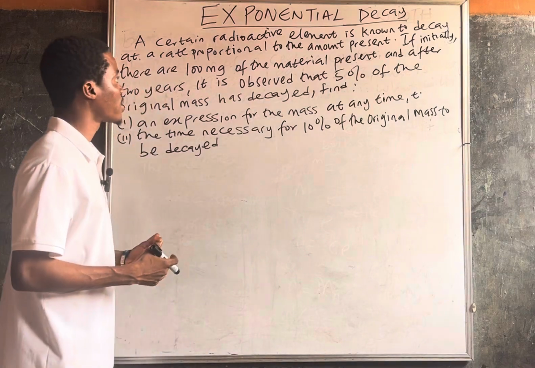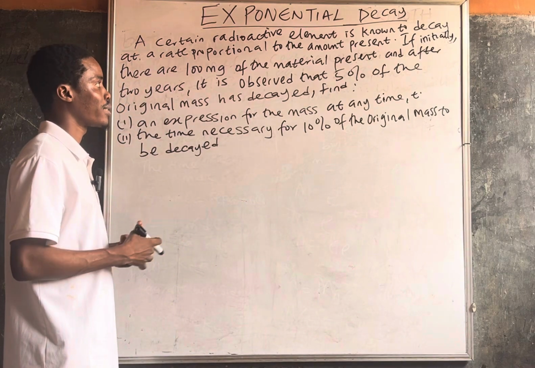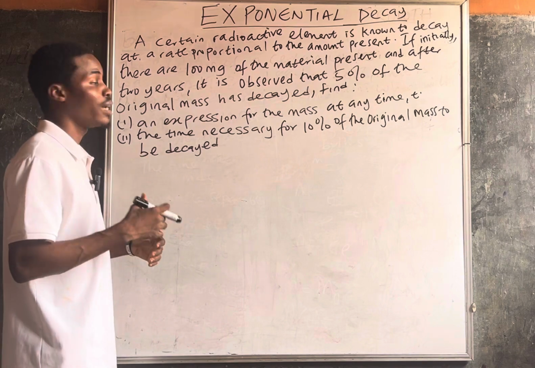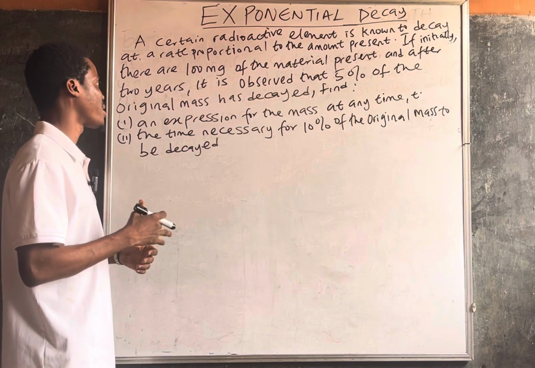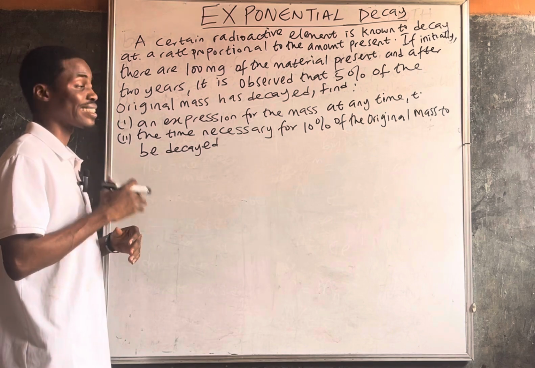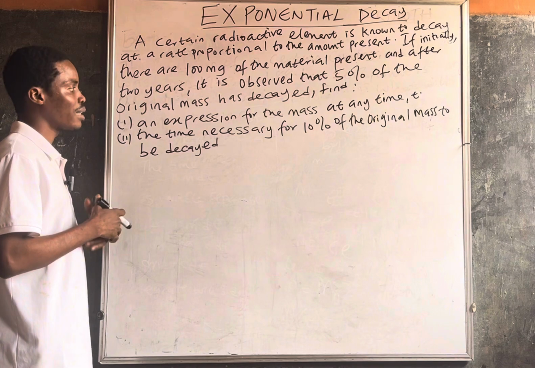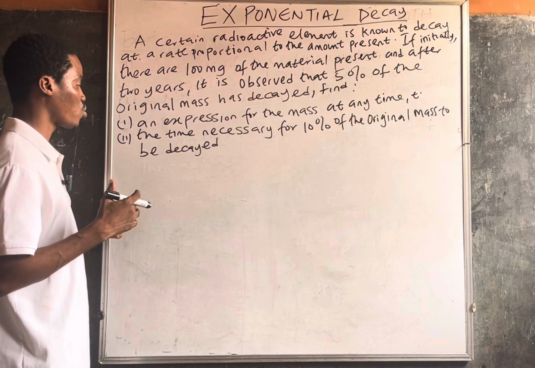Today we have an example on exponential decay. A certain radioactive element is known to decay at a rate proportional to the amount present. If initially there are 100 milligrams of the material present and after 2 years it is observed that 5% of the original mass has decayed, find an expression for the mass at any time, and the time necessary for 10% of the original mass to decay.